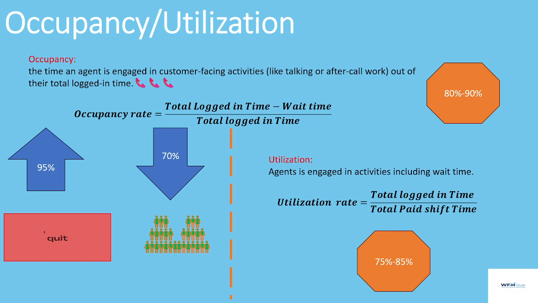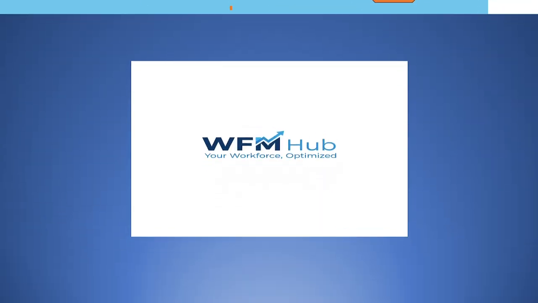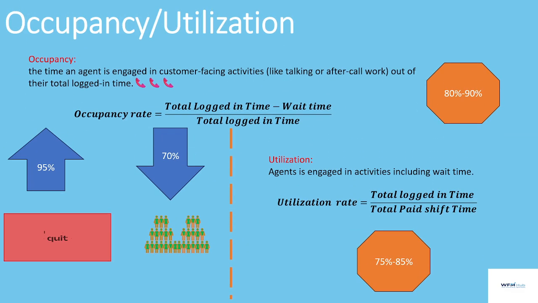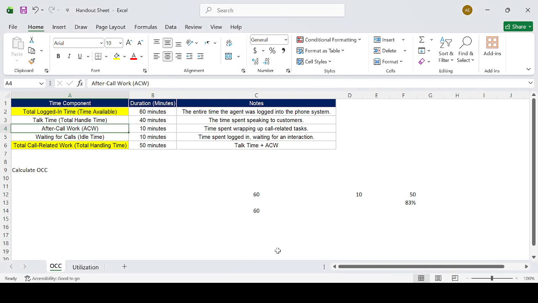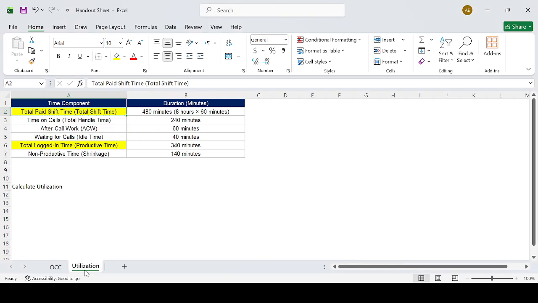Now we also have an average for the utilization in call centers, which is 75 to 85%. So that's the definition of the utilization. And let's now have an example to show how we can calculate the utilization. Let's go to the other tab. Also, you can take a screenshot.